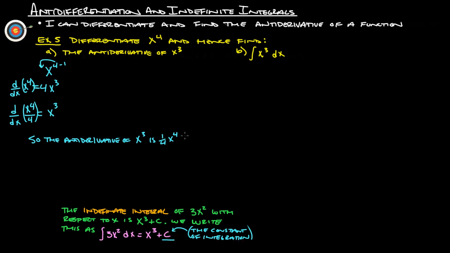Okay, so we already found the antiderivative of x cubed is 1/4 x to the 4th. So we write our indefinite integral of x cubed with respect to x is our antiderivative, which we've already found, 1/4 x to the 4th, plus our c, which remember is the constant of integration. Okay, so that's all they're asking for on that one.